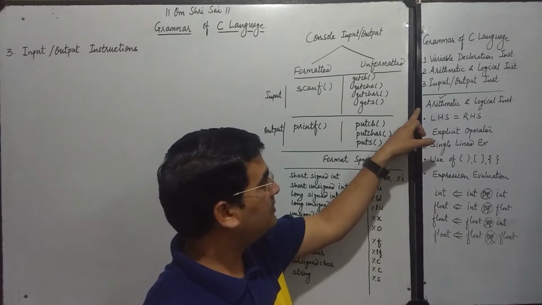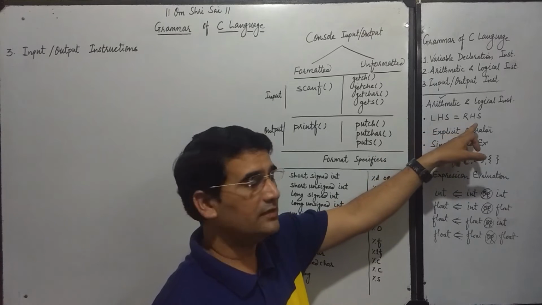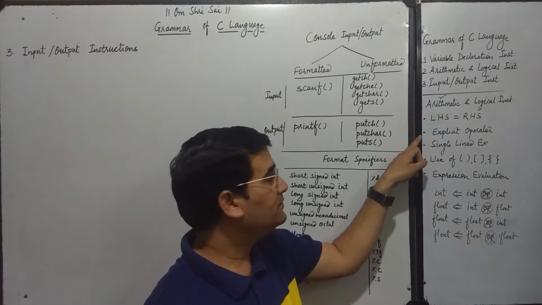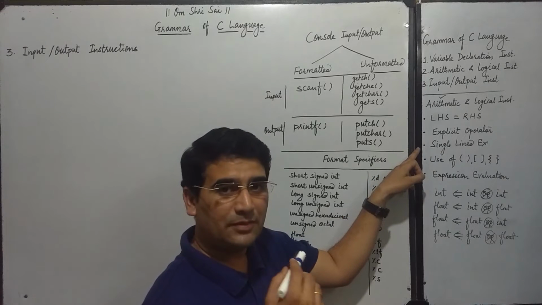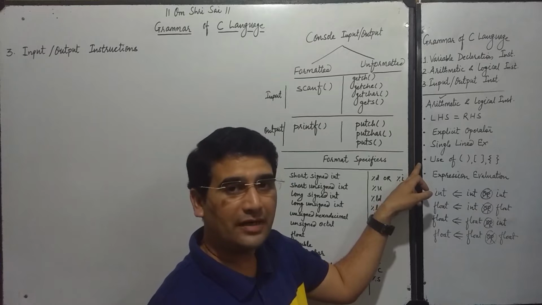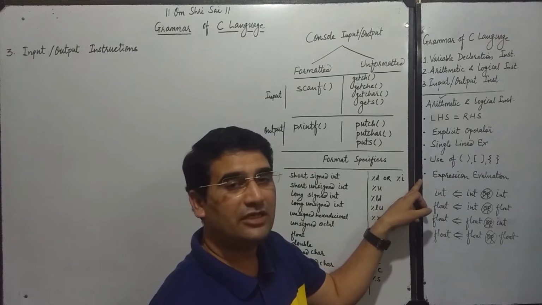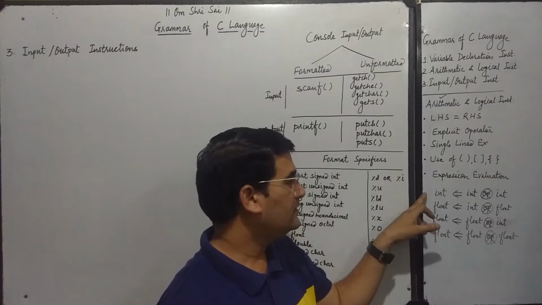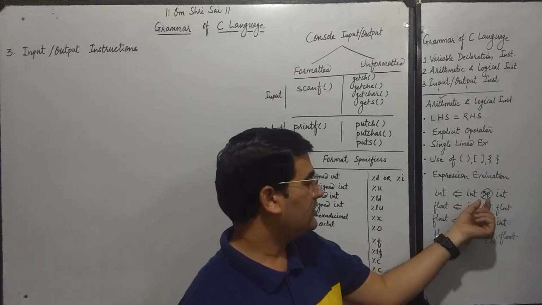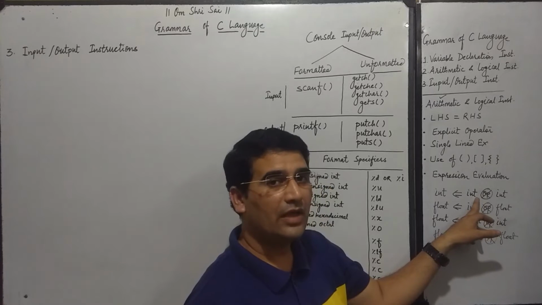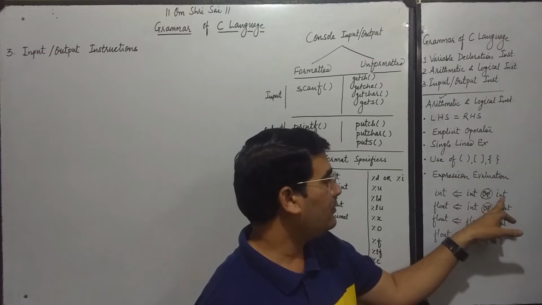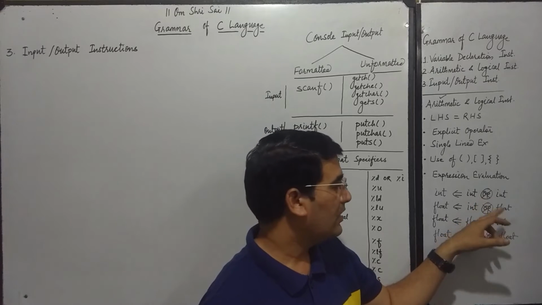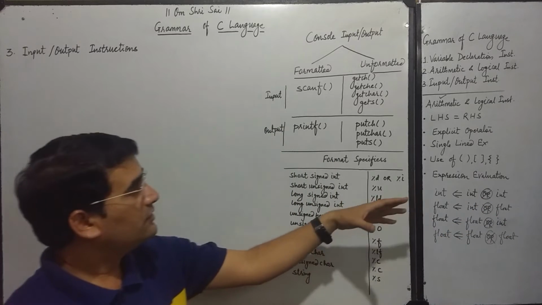In last class, in arithmetic instruction we have discussed LHS assigns RHS. Explicit operator must be specified, single line expression must be there, then use of brackets we have seen, then expression evaluation rules we have seen. In that we have discussed that the result of evaluation of any expression in programming depends upon the type of operands used irrespective of the type of operator. So this was the last class.